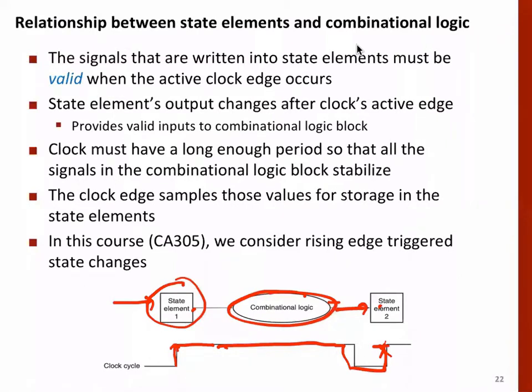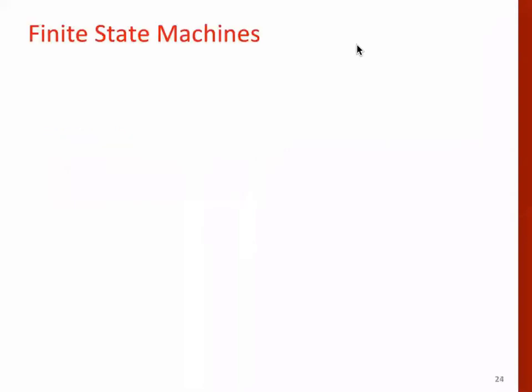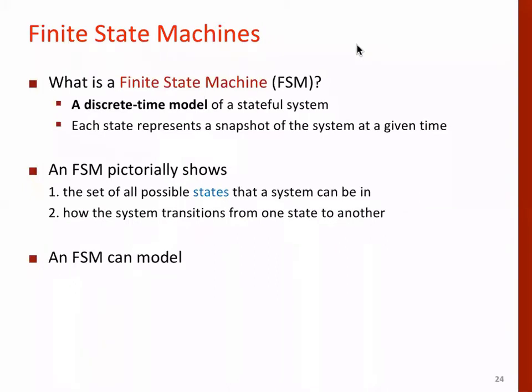Okay, all right. So this, I'm sure you would have done this. Then let's look at what is FSM, finite state machine. And I'm sure you would have also done it, because without FSM, you cannot design sequential circuits, right? So it's a discrete time model of a stateful system. And each state represents a snapshot of the system at a given time.